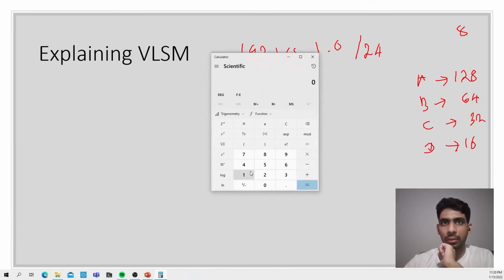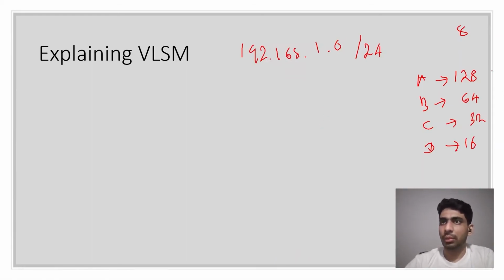Okay, so 128 plus 64 plus 32 plus 60, that's 240. So this is the number of IP addresses we require. To make this happen in FLSM, we can't really do that because all the networks should be equal in size, or otherwise there will be a problem. But as VLSM addresses this issue, we will be able to create the required networks.